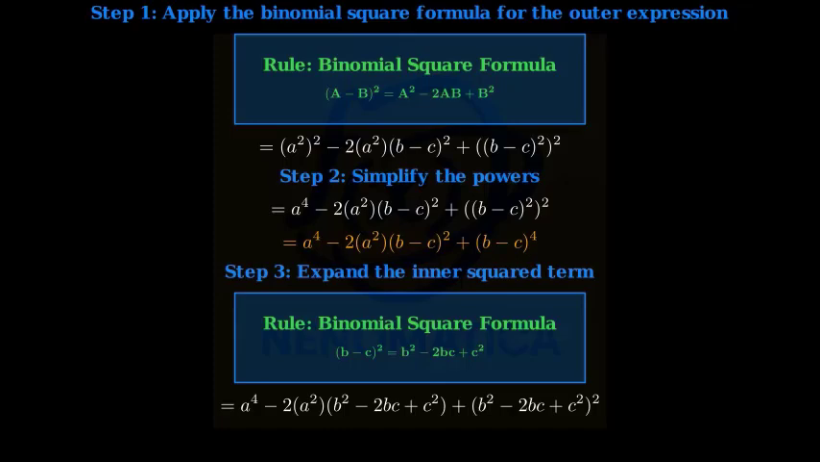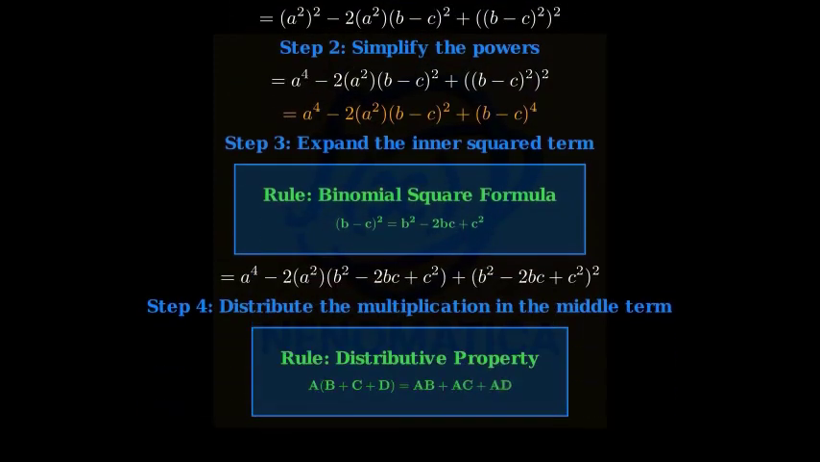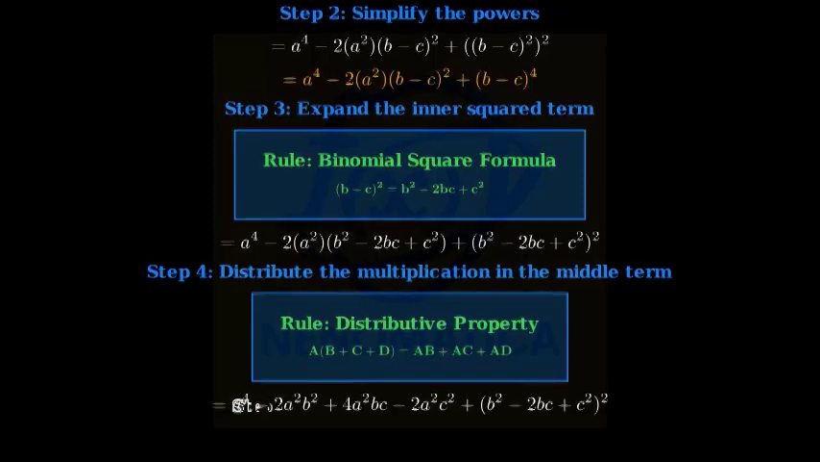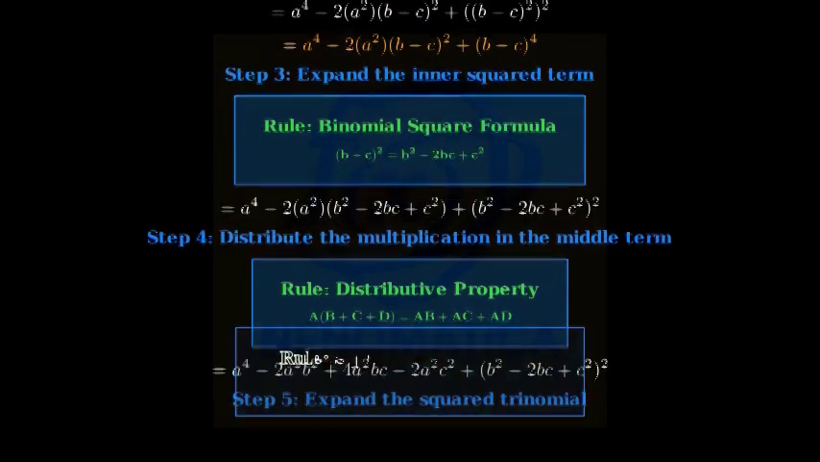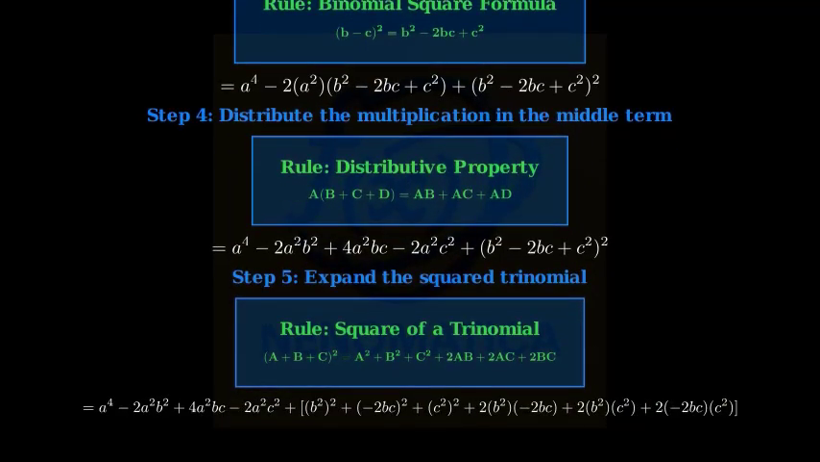For step 4, we'll multiply through the middle term. We distribute a squared to each term inside the parentheses. This gives us a to the fourth power, minus 2a squared b squared, plus 4a squared bc, minus 2a squared c squared, plus the square of b squared minus 2bc plus c squared. Now for step 5, we need to expand the last term, which is b squared minus 2bc plus c squared, all squared. We'll use the formula for squaring a trinomial, which gives us several terms.